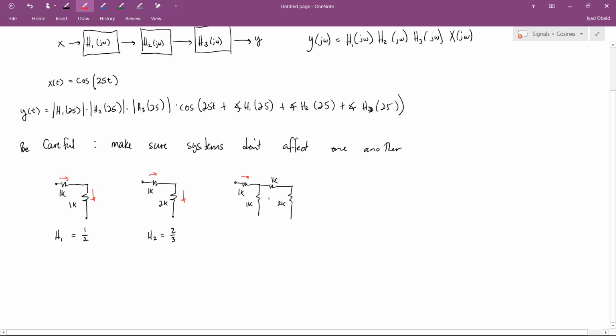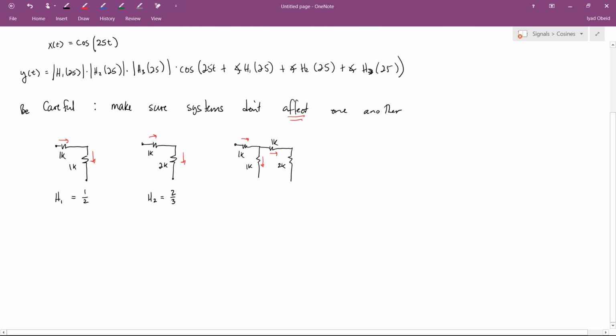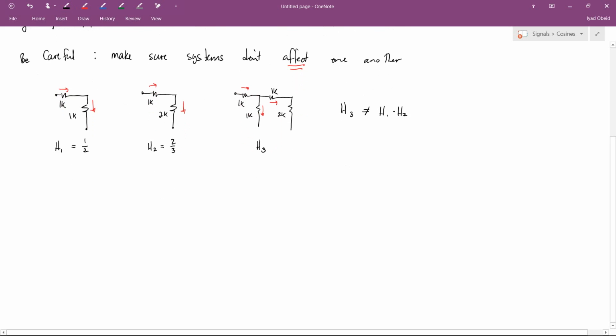Now not all the current that goes to that first 1K resistor goes down to the bottom 1K resistor. Some of it goes there, but then some of it goes into the right-hand branch as well. So now effectively the systems are affecting one another. Effectively, I've changed the flow of current. So first of all, let me just point out that in this specific case, H3 does not equal H1 times H2. I have two choices.